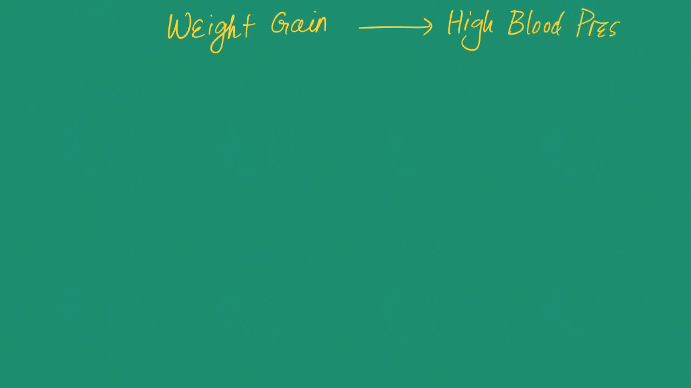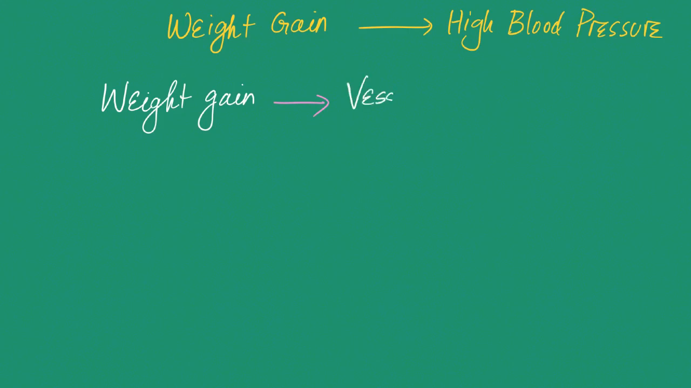Now let's see how weight gain can lead to high blood pressure. We just talked about this earlier. When you gain weight, your arterioles and small arteries increase in length. This means blood must flow through these tunnels, little tunnels, for a lot longer time, which means that there is greater resistance.